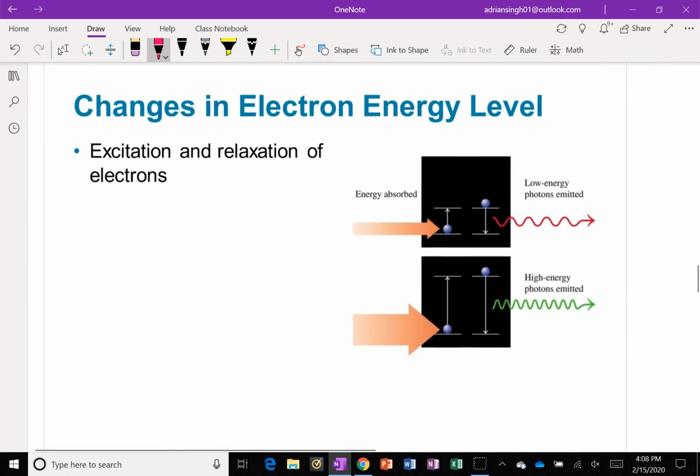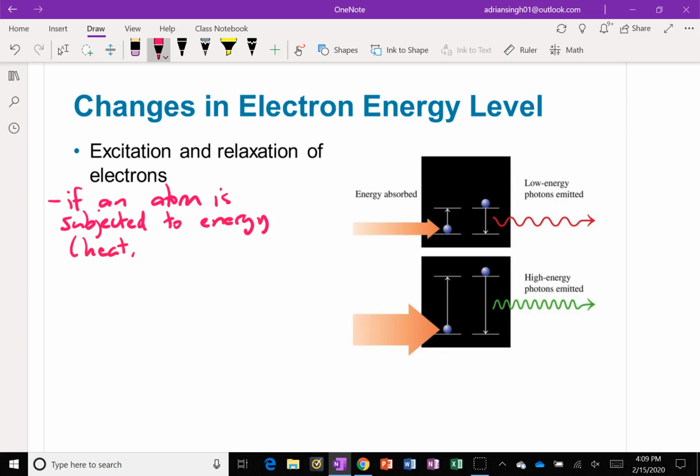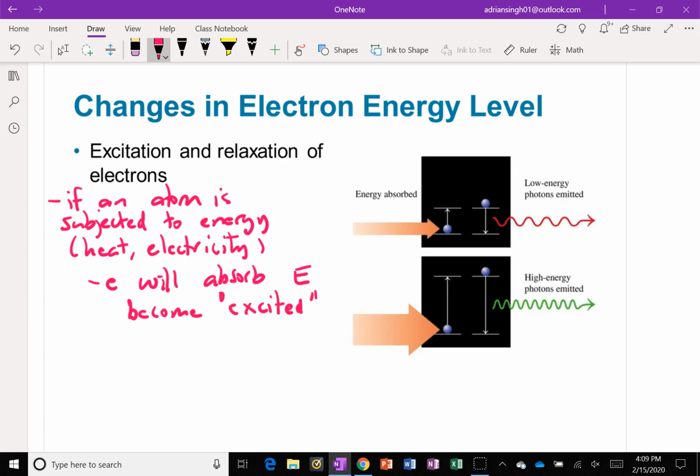So what happens when an electron is subjected to energy? If an atom is subjected to energy, that energy could be heat, it could be electricity, for instance. It doesn't really matter the form of energy that it's exposed to. The electrons will absorb that energy and they become excited, is the term that we give to that. As a result, they will jump to a higher energy level.